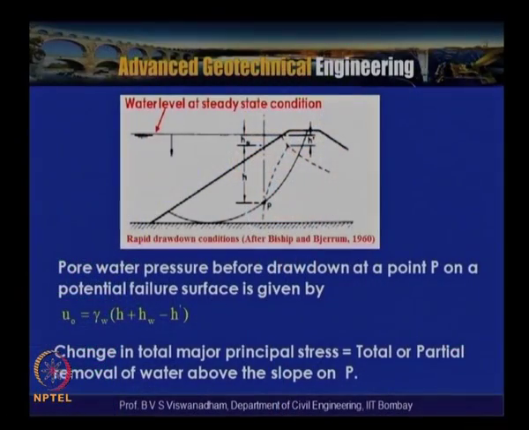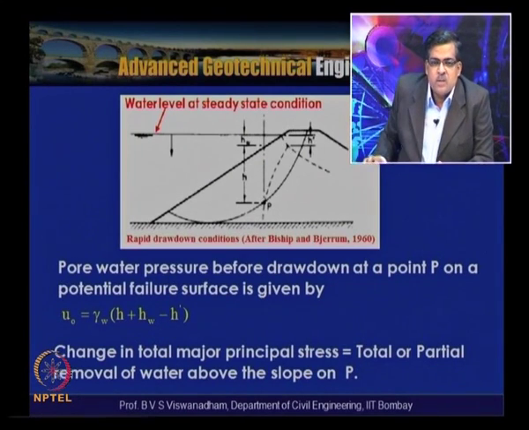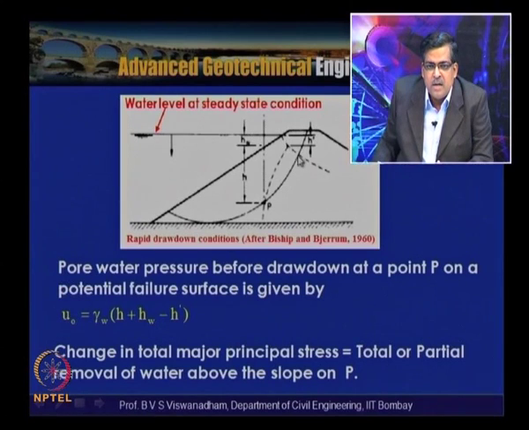In this slide, let us consider the analysis pertaining to the rapid drawdown condition. Consider a slope after Bishop and Morgenstern 1960, of a dam or reservoir. This is the water level in steady state condition, this is the potential failure surface, this was the initial hydrostatic water level, and this can be a phreatic surface after a certain drawdown.